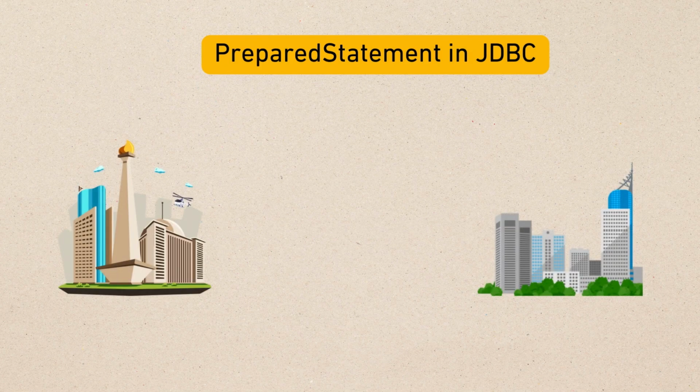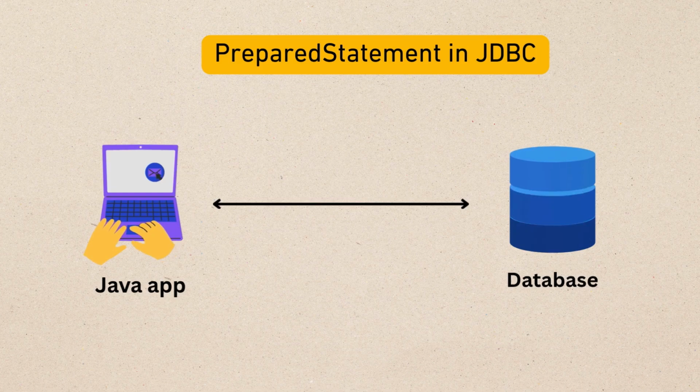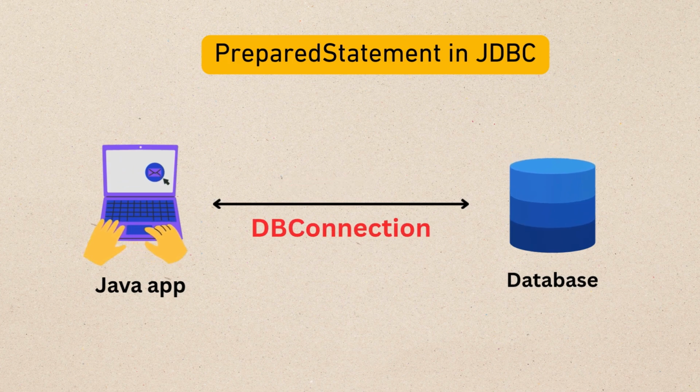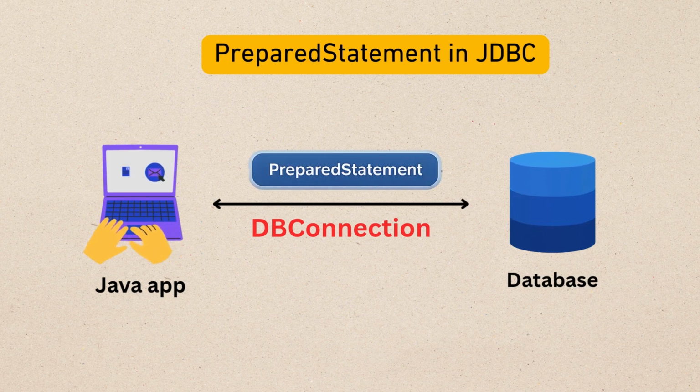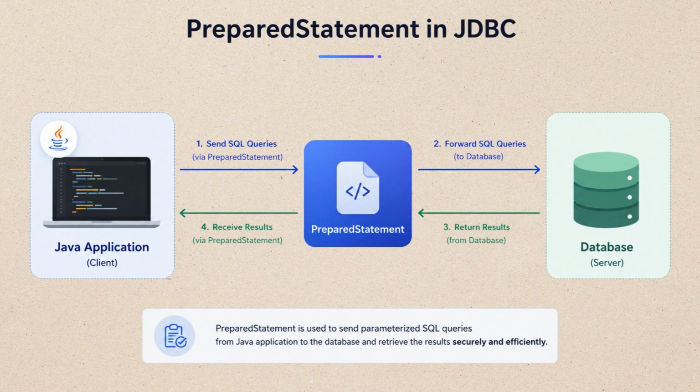To travel between two cities, we first need a road and then a vehicle to travel on that road from one city to another. Similarly, in Java, to execute queries on a database, we first need a database connection. Once the connection is established, we can use a prepared statement object to send SQL queries to the database and receive the results from it. In this video, we will see how to use prepared statement to execute database queries.